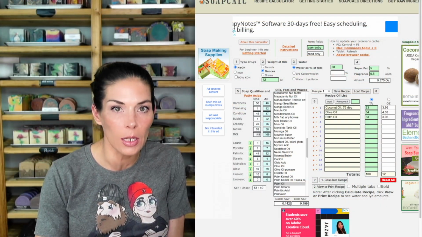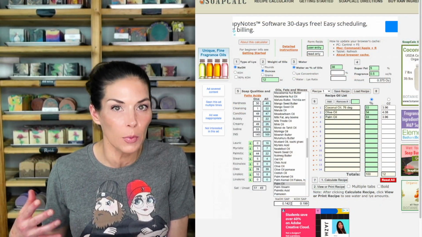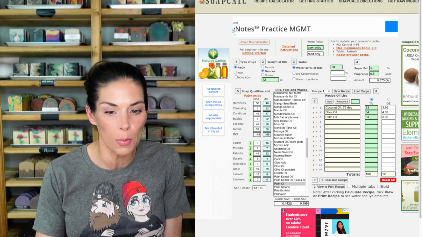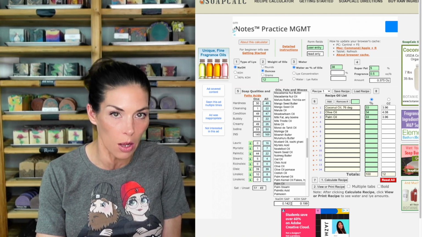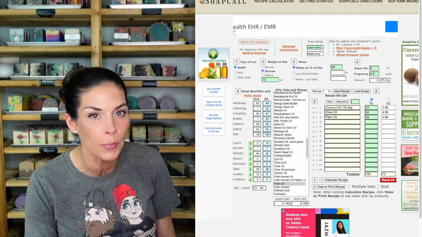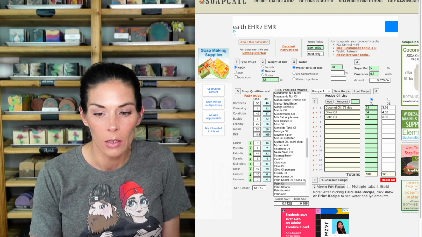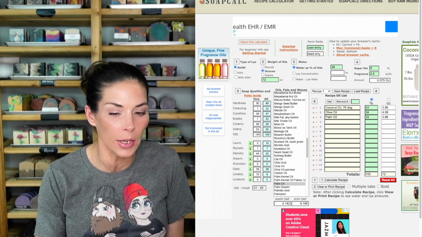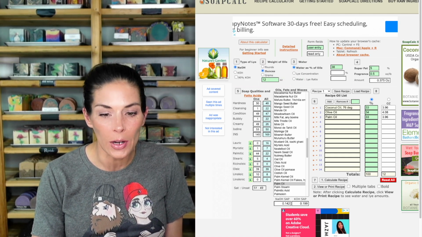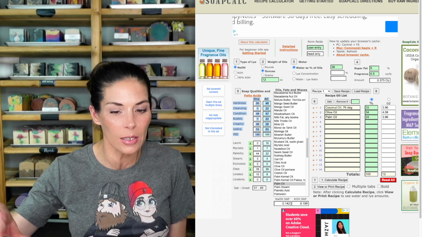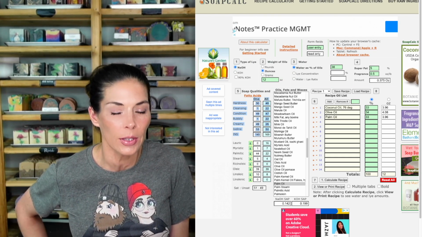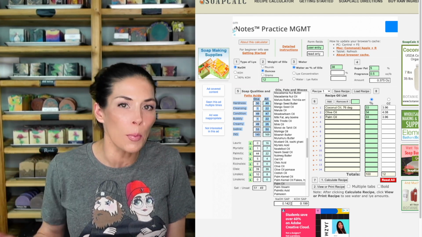Okay, so as you can see, we have plugged in the recipe that we used yesterday into SoapCalc. So we have 33% coconut oil, 34% olive oil, and 33% palm, and it's giving us the ounces that we used yesterday. Now, as far as this area right here, the bar hardness and the INS and the iodine and everything, for right now, don't pay attention to that.